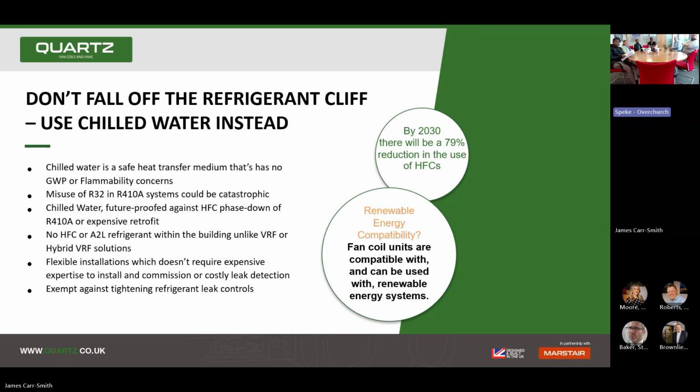There are no HFCs in the actual fan coils in the water system. Obviously the chiller itself or the heat pump will have a refrigerant in. It's also a flexible installation, so you can hang a chilled water fan coil, you can move it, you need an electrician and a plumber. You don't need an expensive installation and commissioning engineer to go and reclaim all the refrigerant, vacuum the system back down, and then charge it again. And as it says there, it's exempt against the tightening refrigerant leak controls, which is another big area aside from the F-gas, obviously where leaks occur. To stop leaks, the leak controls coming in are very, very tight.